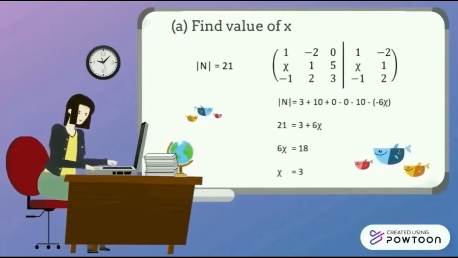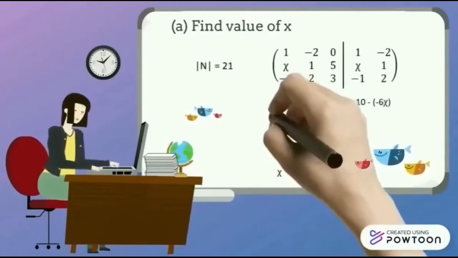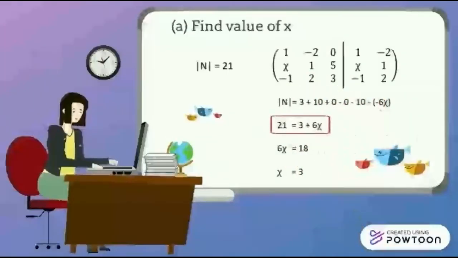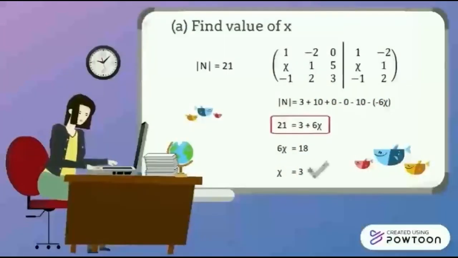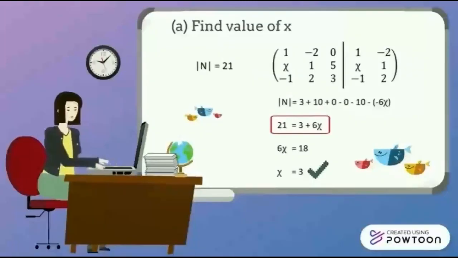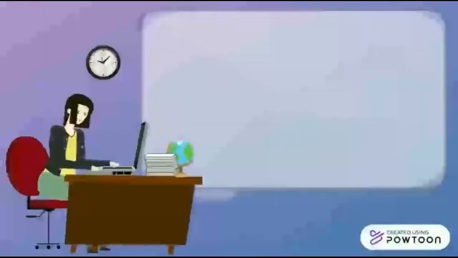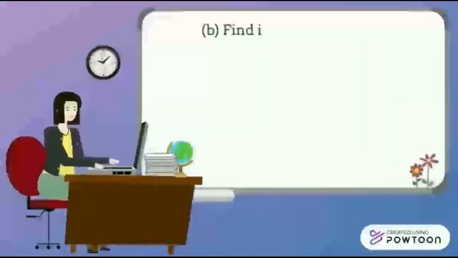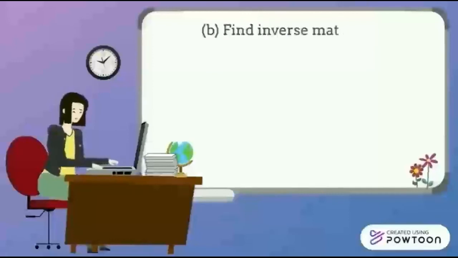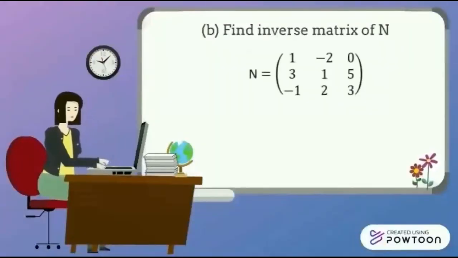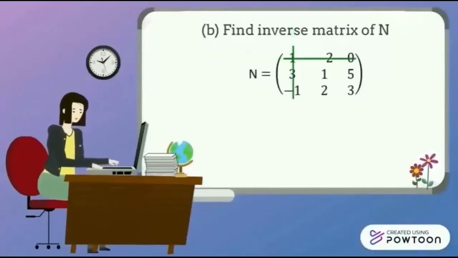Then we can get an equation of 21 equals 3 plus 6 times x, and finally we can get the answer of x equals 3. Question B. Find the inverse matrix of N.